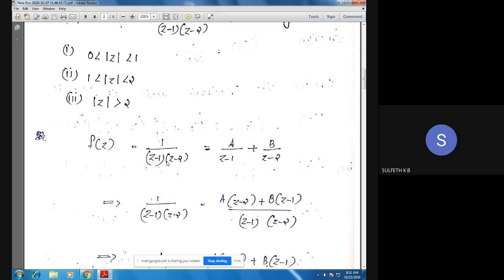Clear? 1 by (z minus 1)(z minus 2), we can change by partial fraction method, which is equal to A divided by z minus 1 plus B divided by z minus 2. Therefore, we can find two Taylor series in terms of z minus 1 and z minus 2. And adding these two series will get the series of the given function f of z. Clear?